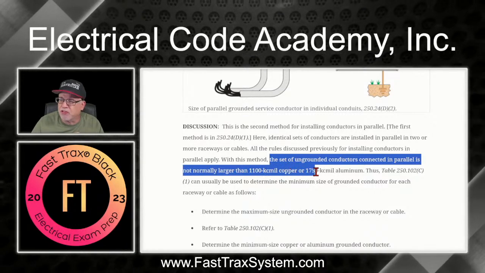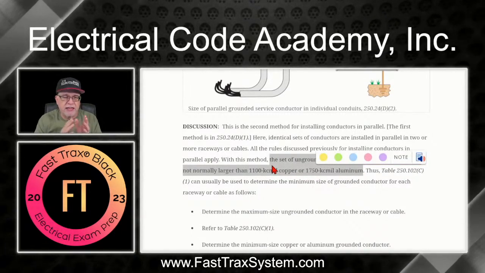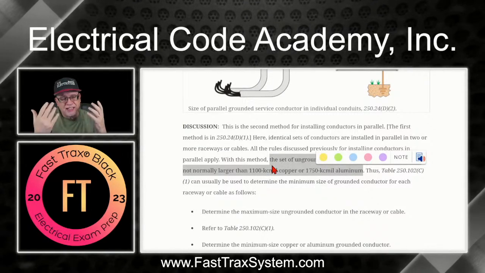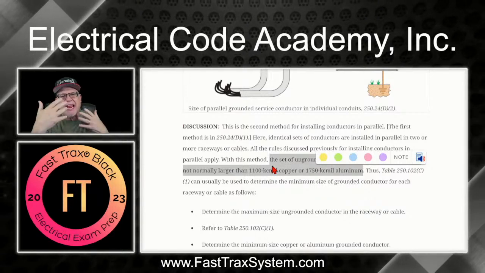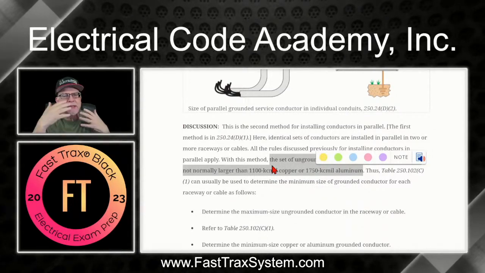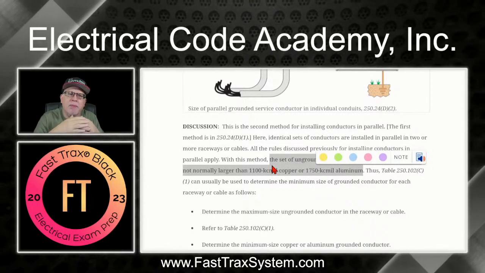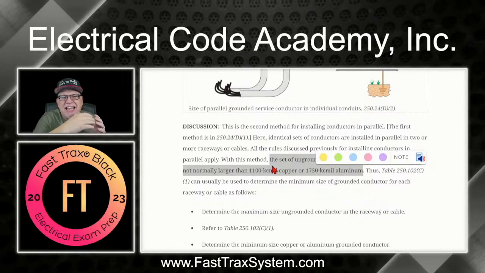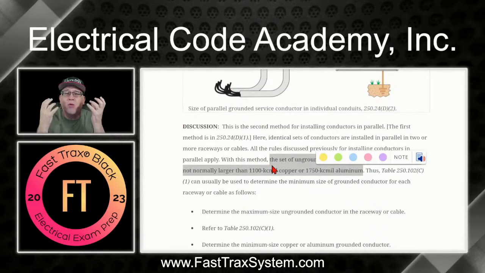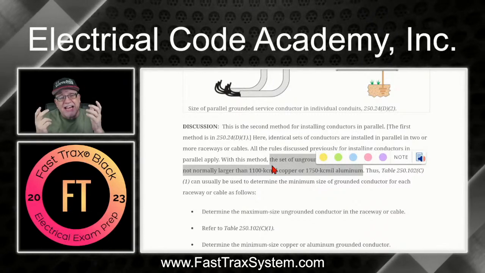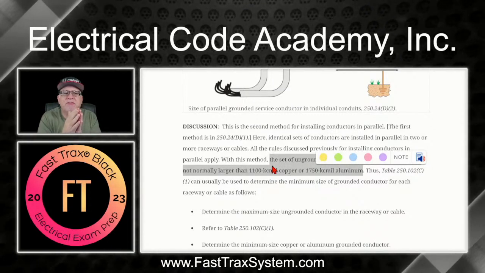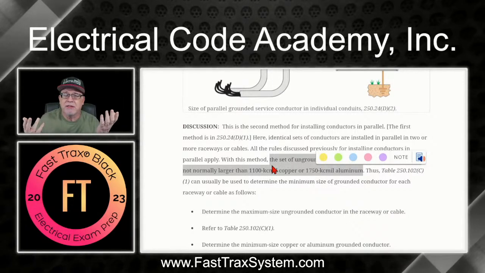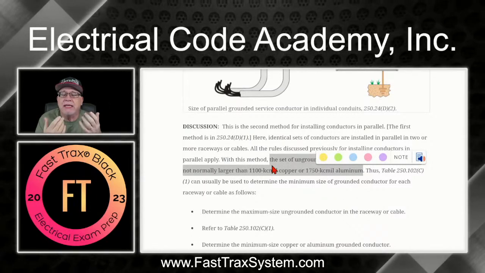Now with this method, the set of ungrounded conductors connected in parallel is not normally larger than 1100 kcmil copper or 1750 aluminum. So think about this for a second. The reason that we parallel ungrounded conductors, the hot conductors, is because we need to get more current, more amps available. And rather than go with really big conductors, we'll go with paralleled sets, and we'll get smaller conductors where you add them together, add all the A phases together, for example, and it acts like one larger conductor. Provided you follow all the paralleling rules, the current will divide evenly amongst all of those conductors run in parallel. Okay, makes sense. That's why we do it.